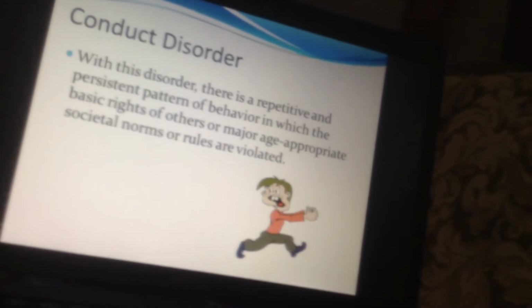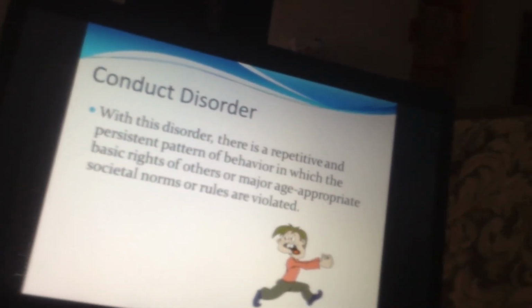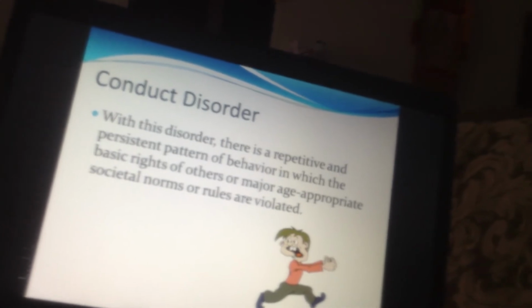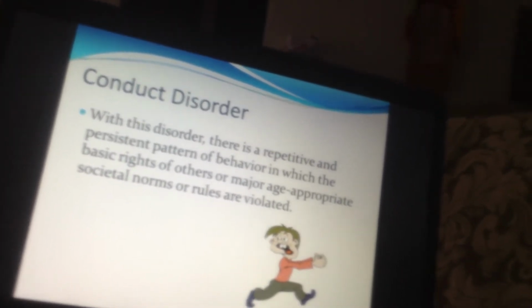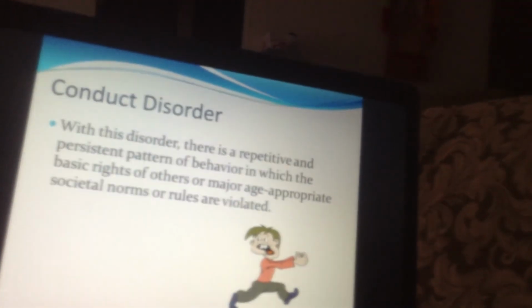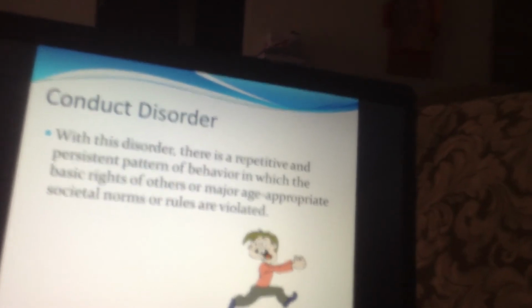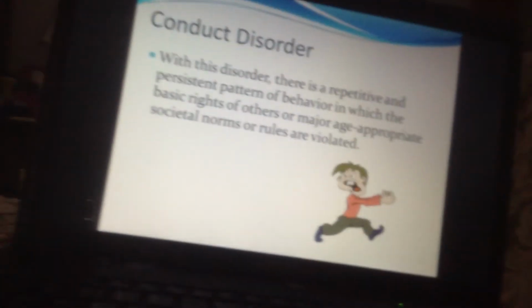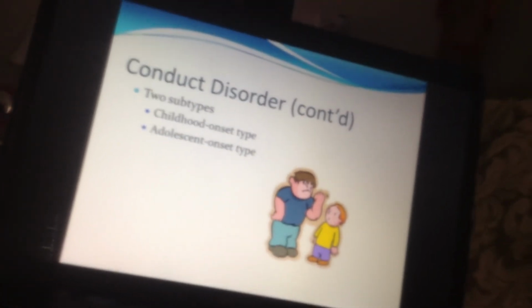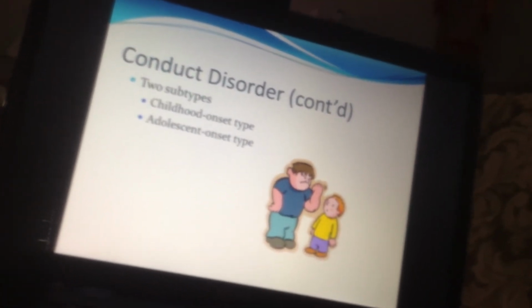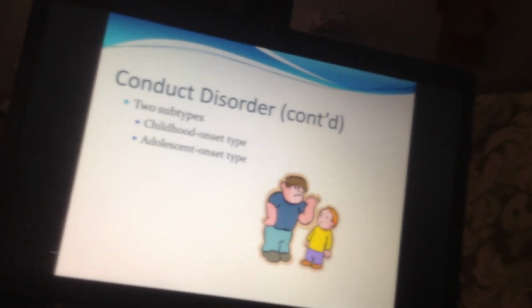Okay, conduct disorders. These are kids that basically violate the basic rights of other people, and also violate the rules. So you will see that there are two different types of conduct disorder. One is childhood onset type. If it occurs before age 10, then that is childhood onset. Otherwise, it is adolescence onset.